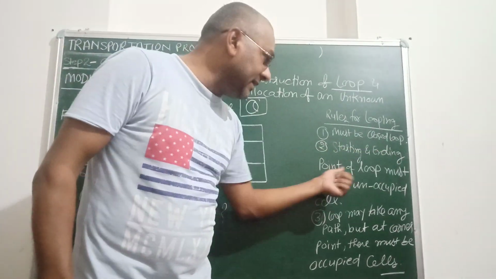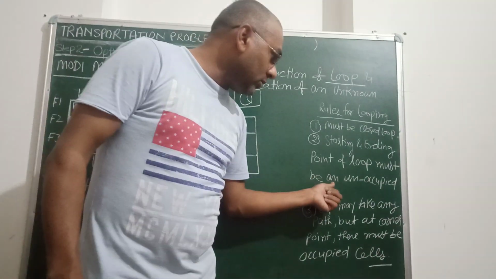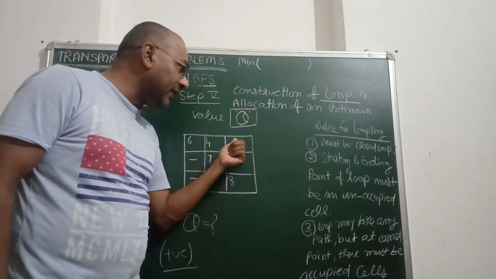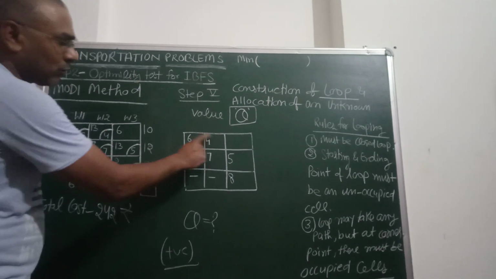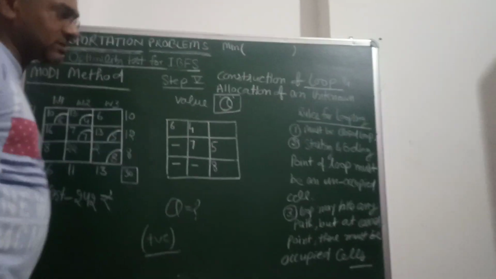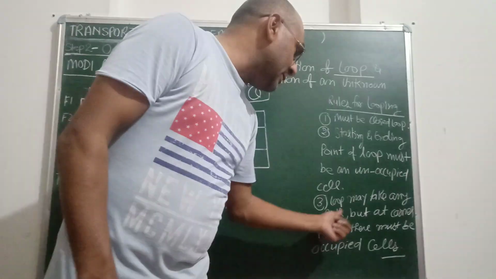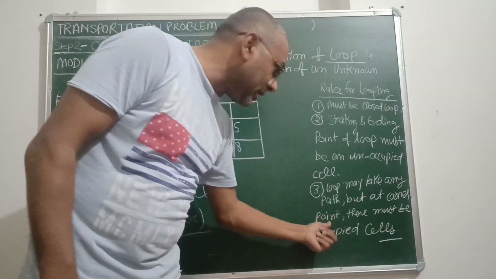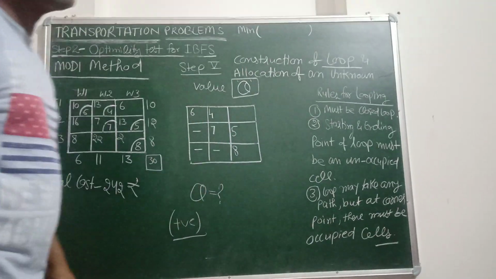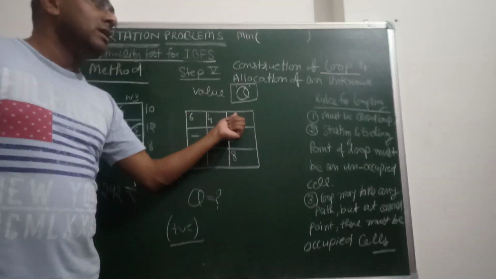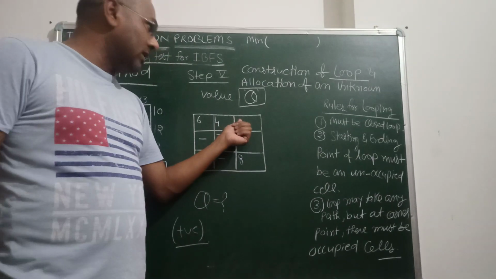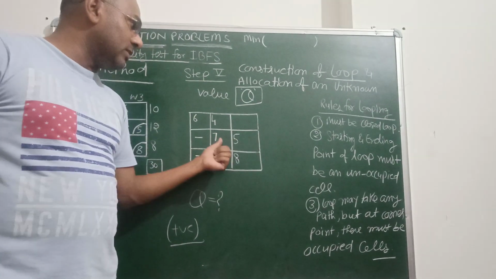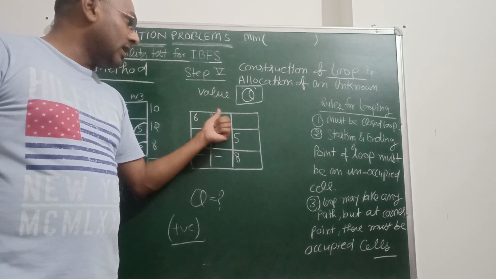Second, the starting and ending point of a loop must be an unoccupied cell, meaning we can allot a value of theta only in an unoccupied cell. We have marked the occupied cells earlier and left the unoccupied cells blank. The loop can take any path, but the important condition is that at the corner points there must be an occupied cell. Apart from the cell to which theta has been assigned, the rest of the corner cells must be occupied cells.